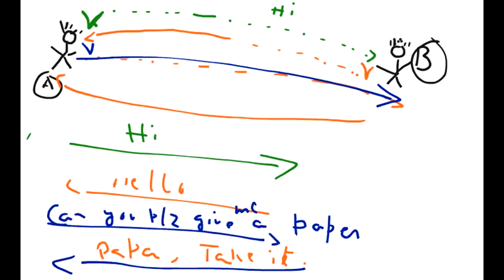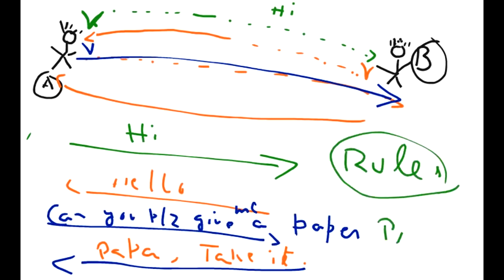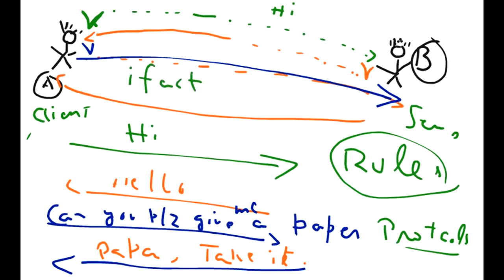So friends, as you have seen, these two persons are communicating with each other, and they are following some rules, that is, they are following some protocols to communicate with each other. And we can consider person A as a client and person B as a server. So client says hi, server says hello. Client says, can you please give me a copy of this web page on ifactioner.com? And if server is able to provide a copy, then he gives it back to the client.